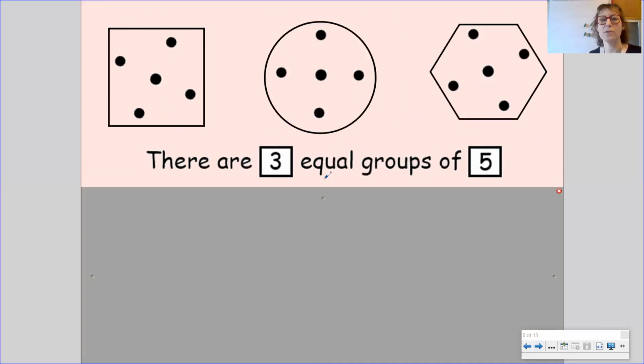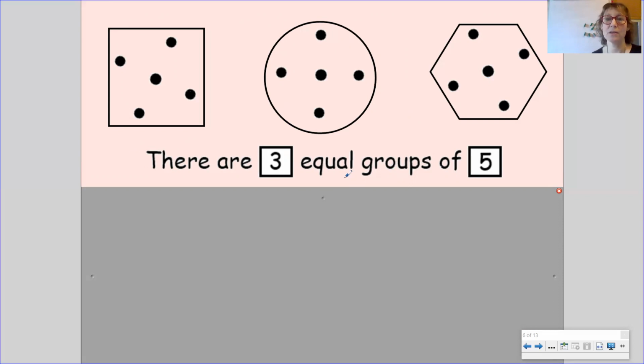Right, so we have got 3 equal groups of 5. We've got 5 spots in the square, 5 spots in the circle, and 5 spots in the hexagon. So we've got 3 equal groups. And again, we could use our fingers to count in 5. So we could just count in 5s: 5, 10, 15, if you do it that way.